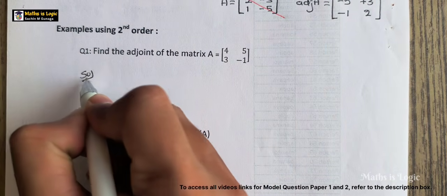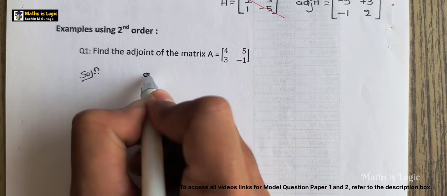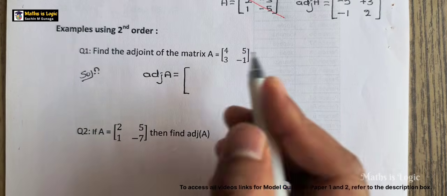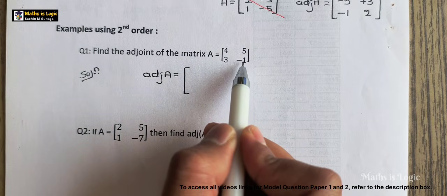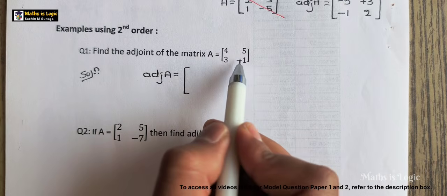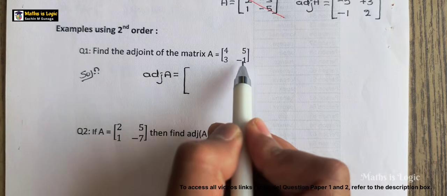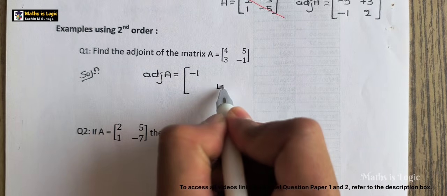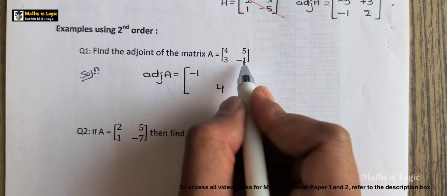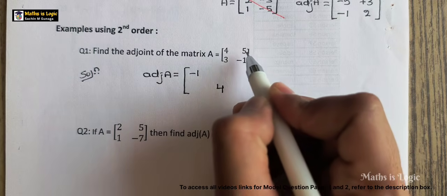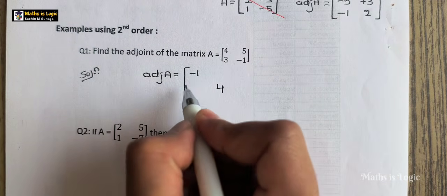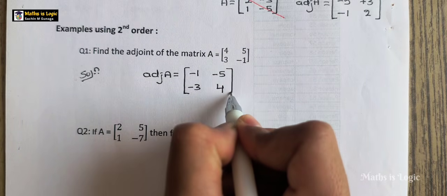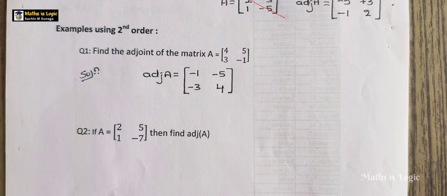So in the solution, adjoint of A is equals to, so 4 and minus 1 are the principal diagonal elements. So interchange the principal diagonal elements. In place of 4 write minus 1. In place of minus 1 write 4. After interchanging principal diagonal elements, for the remaining elements only change the sign. Plus 3 becomes minus 3, plus 5 becomes minus 5. So this matrix we are going to call the adjoint of the matrix.